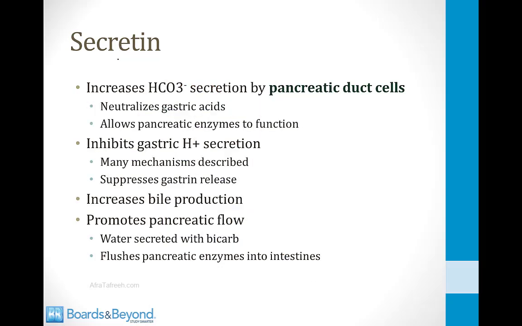Secretin has a number of different effects, but the most important one that you always want to remember, especially for step 1, is that it increases bicarb secretion by pancreatic duct cells. I talk about how this occurs in detail in the module on exocrine pancreas function.